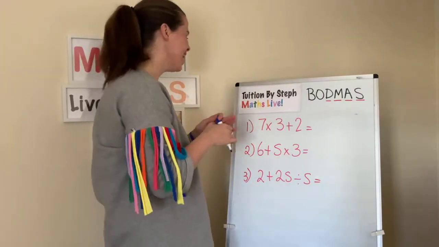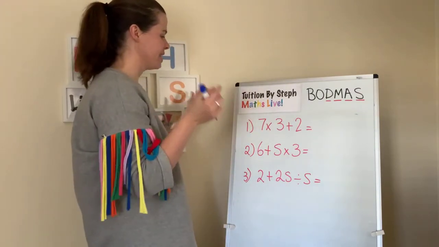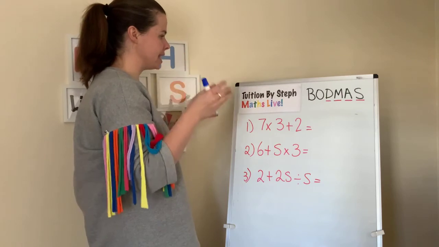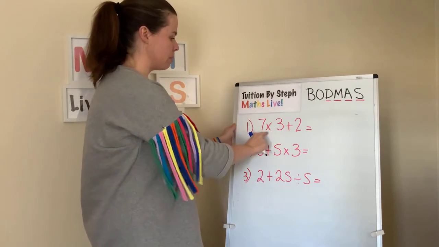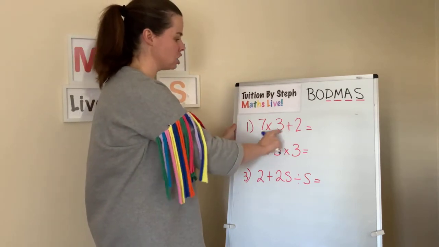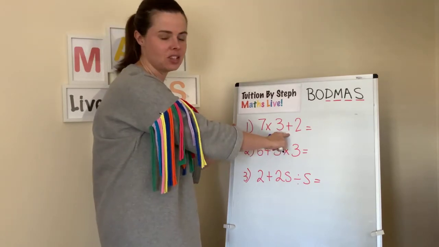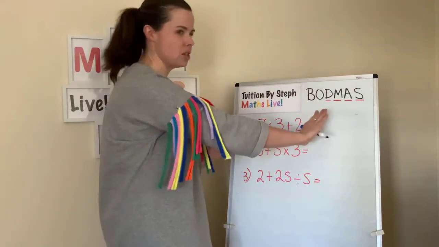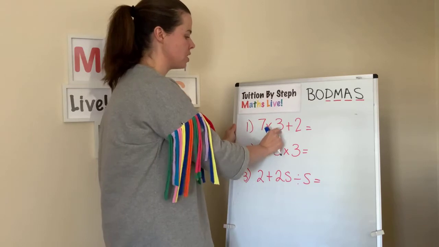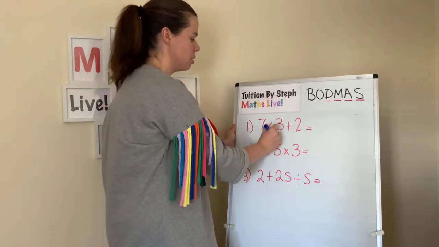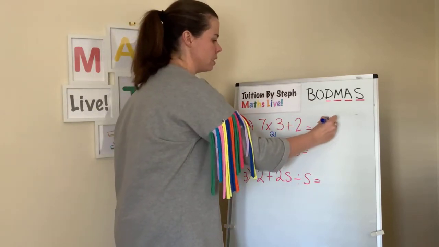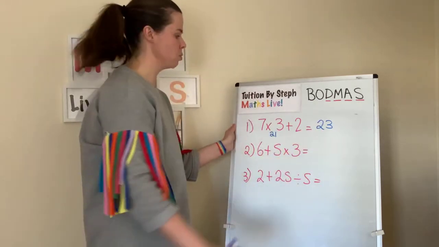It looked great. Right, question 1. The D, the M, the A, and the S. Now, can you see the multiplication is already ahead of the addition? So we're fine. We can just do this sum as normal. 7 times 3 is 21. Plus the 2 is 23. So we're fine to do that in the same order.